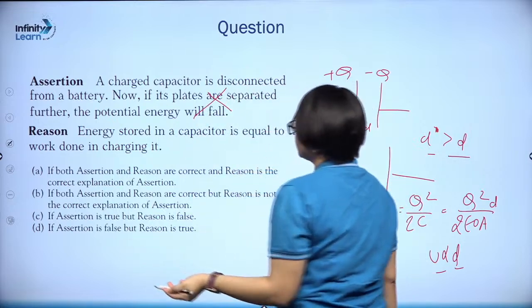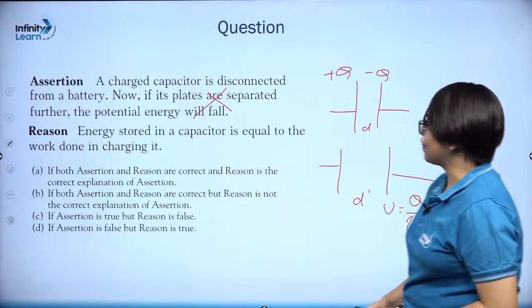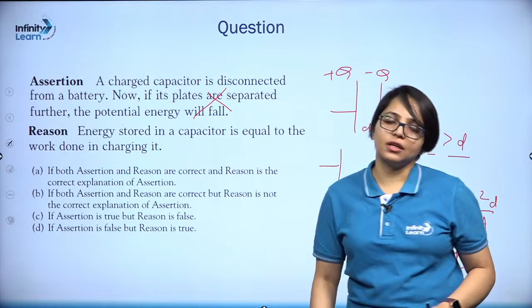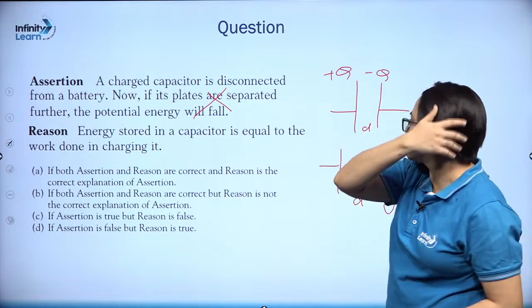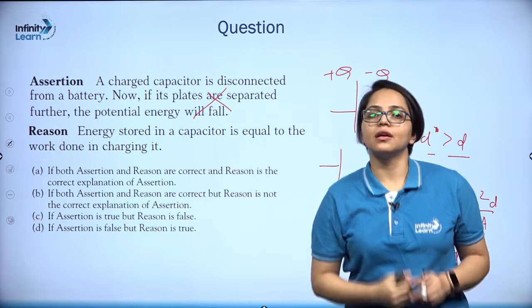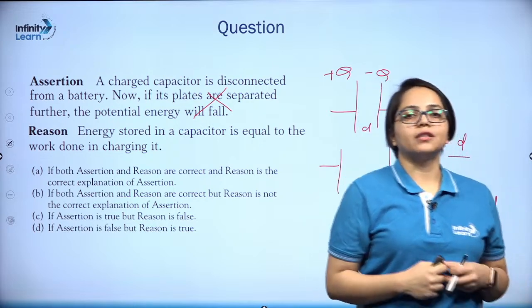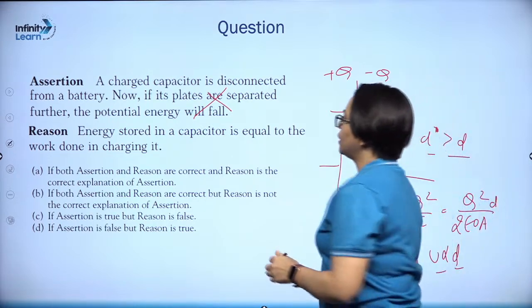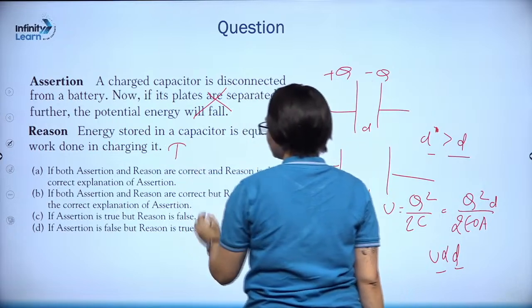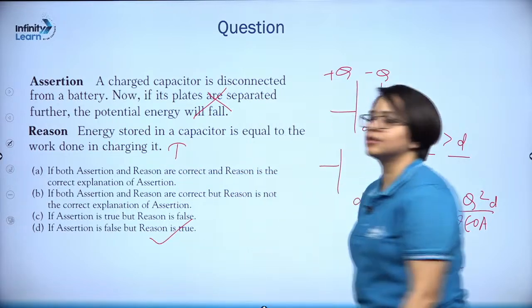So assertion is false. Energy stored in the capacitor is equal to the work done in charging it. Yes, the work done by the battery in charging the capacitor will be stored in the form of potential energy of the capacitor. So over here reason is true, right? So again assertion is false, reason is true.